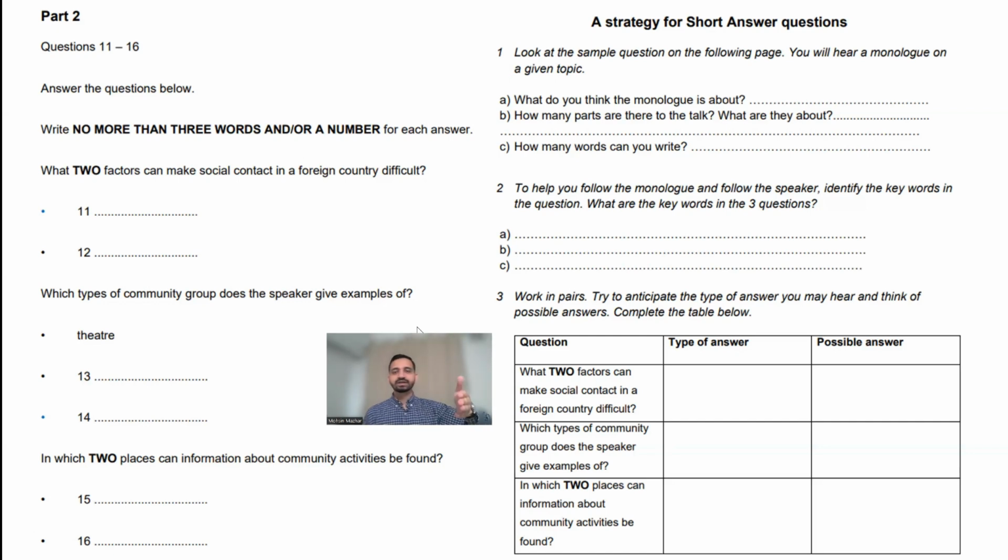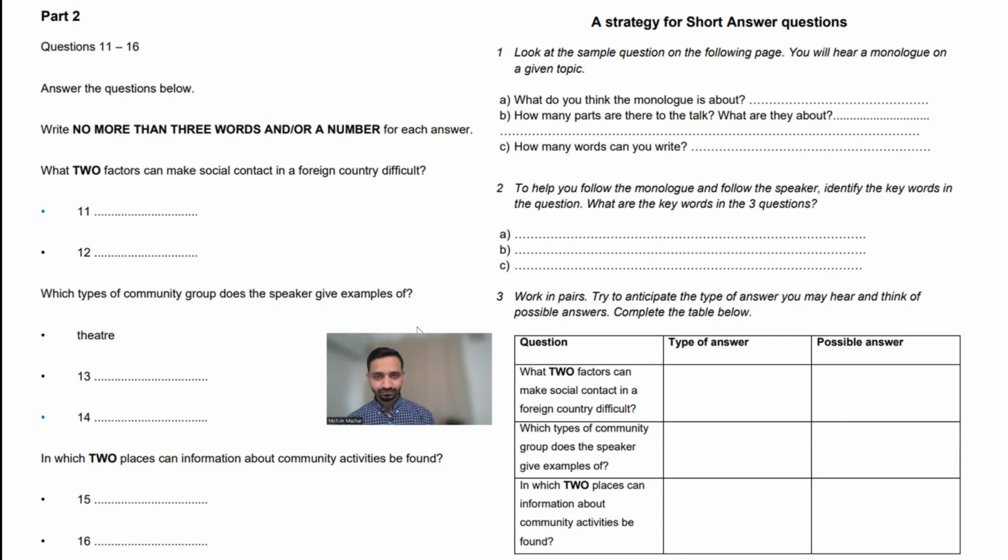Okay, how many parts are there to the talk? So you're going to hear a talk, and how many parts are there? 3 parts, right? The first is about social barriers, social contact, for example. The second one is about the community groups. Third one is about where you get the information. It's 3 parts, but I'll let you do it on your own. I'm just discussing how you should think about your answers. How many words you can write? Think about how many words. Again, follow the instructions very carefully.